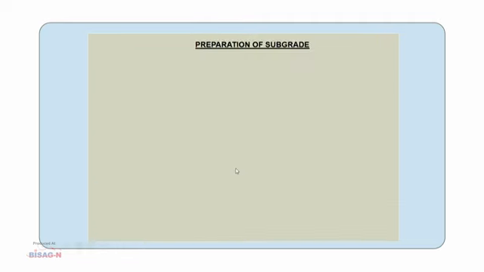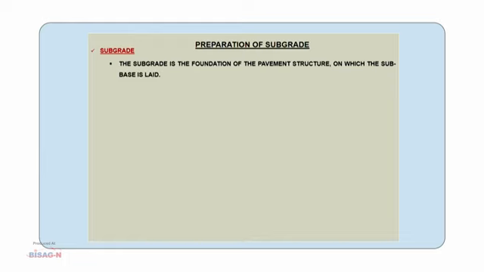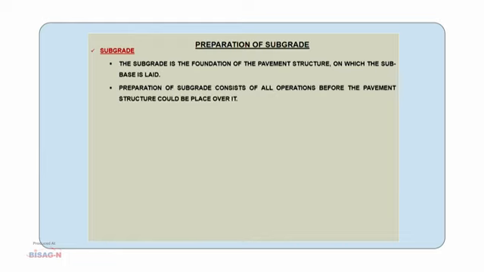So, the next topic is preparation of subgrade. As you know, the subgrade is the foundation of the pavement structure on which the entire subbase is laid. Preparation of subgrade consists of all operations before the pavement structure can be placed over it. The subgrade may be situated on an embankment or excavation or at the native surface.